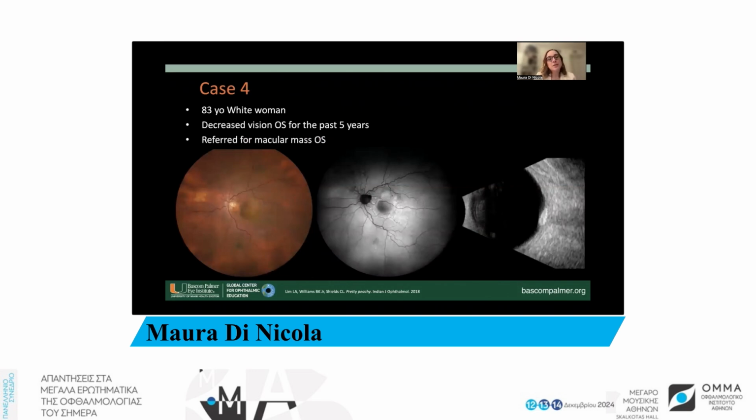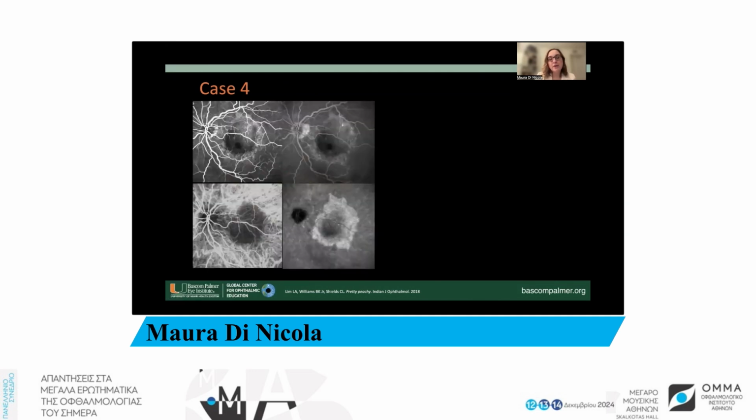So this is another case of an 83-year-old woman who was sent with decreased vision in the left eye for the past 5 years, and she was referred for the presence of this somewhat atypical macular mass in her left eye. You can see here that the reflectivity on B scan is pretty high. When you get an FA and ICG, the findings are somewhat non-specific. It doesn't really help us much.